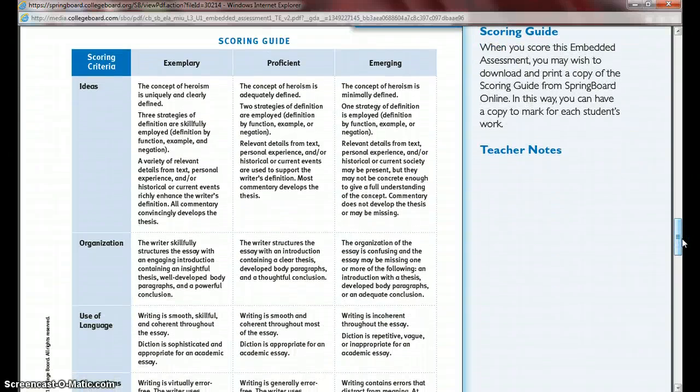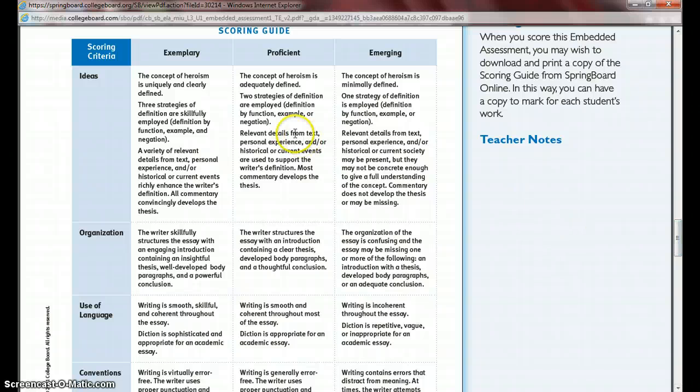Just like when you unpack the unit with your students, you're going to want to, as a teacher, unpack the assessment first. You want to look only at the exemplary column, because we're not going to aim for our students to be proficient or emerging. We want to look at only those standards that would get them to the exemplary grade.